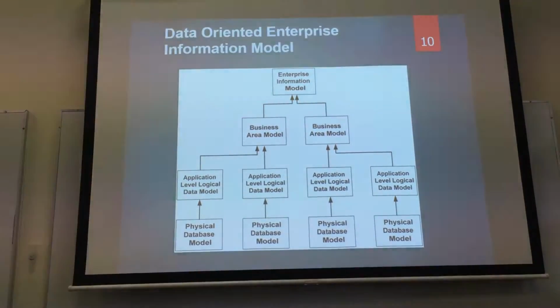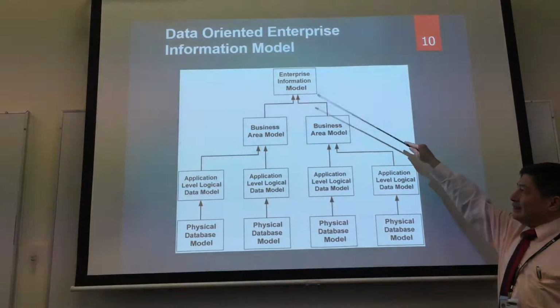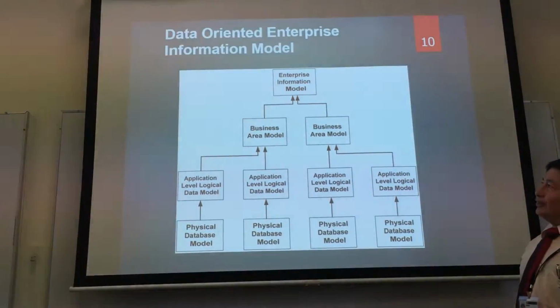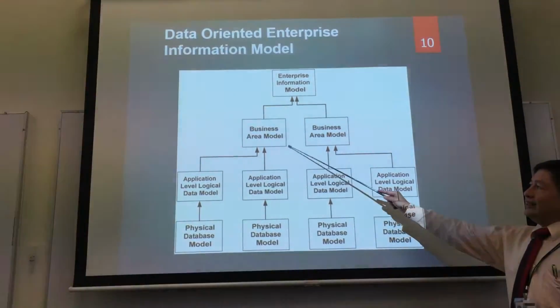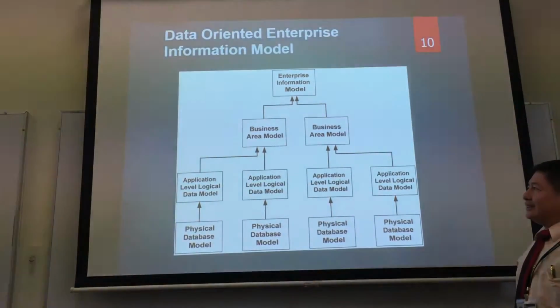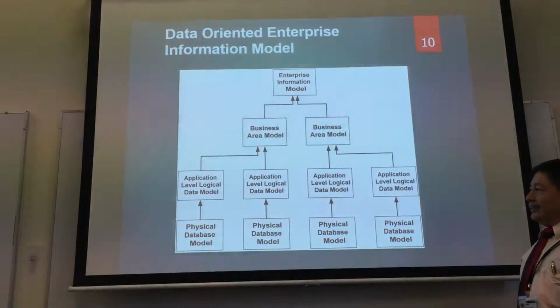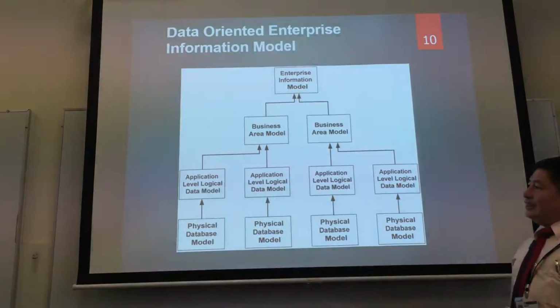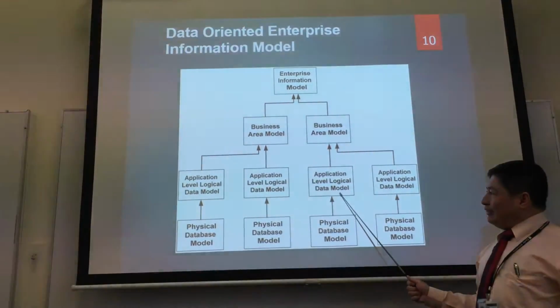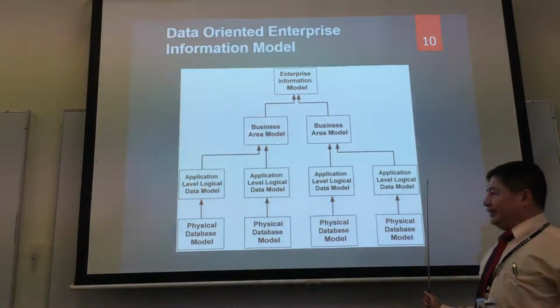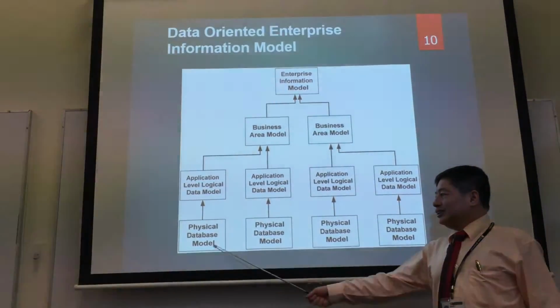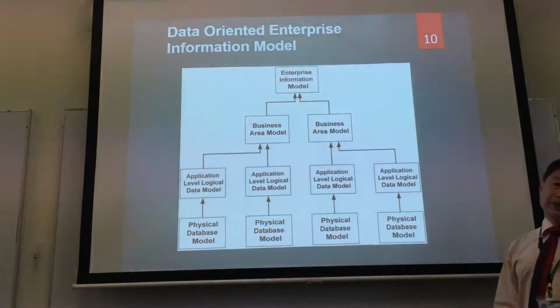So this basically defines the various levels of the enterprise information model itself. So we have the business area model that defines both the process as well as the business area data model. And then we have the individual systems, where we have the application level logical data model that is ultimately translated into a physical database design.